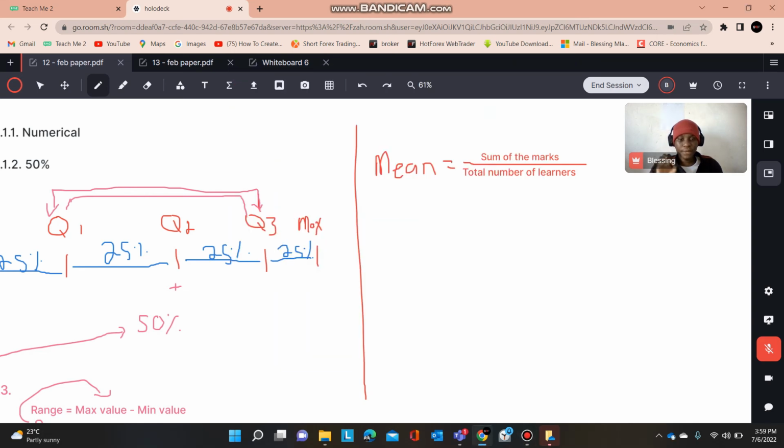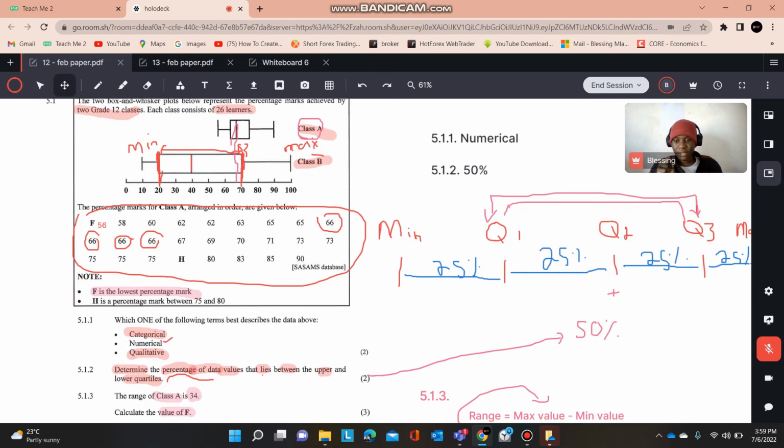So what is the sum of the marks here, right? Meaning that we need to go and add all these marks. Don't forget this 56 we calculated for F. So you need to add this 56 as well. So you say 56 plus 58 plus 60 all the way up to 90. But you don't have H over here, so you can't add an alphabet. What you will do is add all the numbers except H and you'll get the sum.